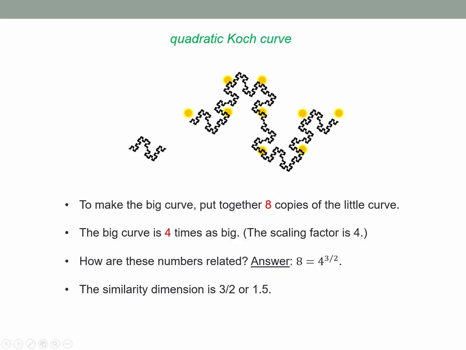Okay, all very well, but we're going to now interpret that exponent as a dimension. That 3/2 is what we're going to call the similarity dimension of the quadratic Koch curve.